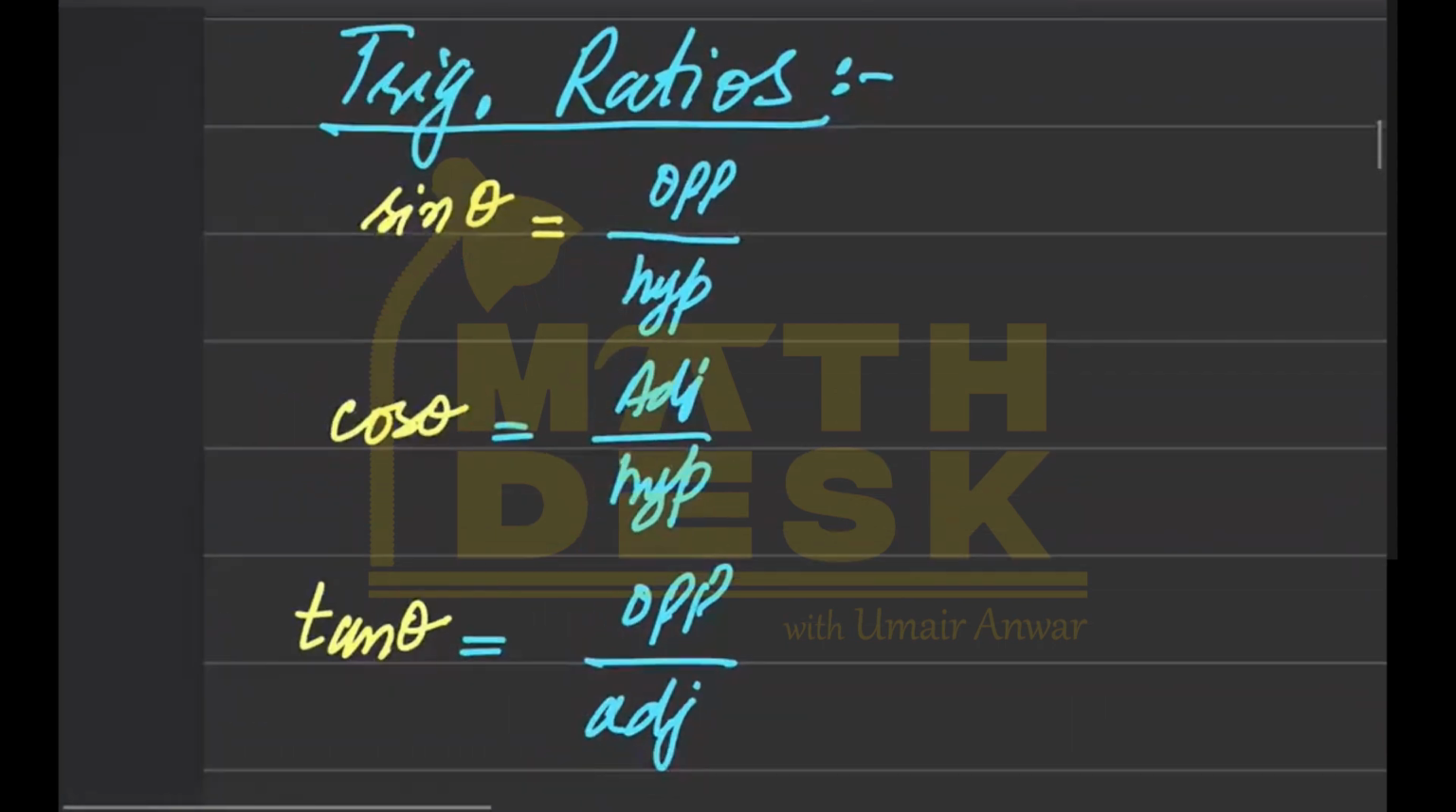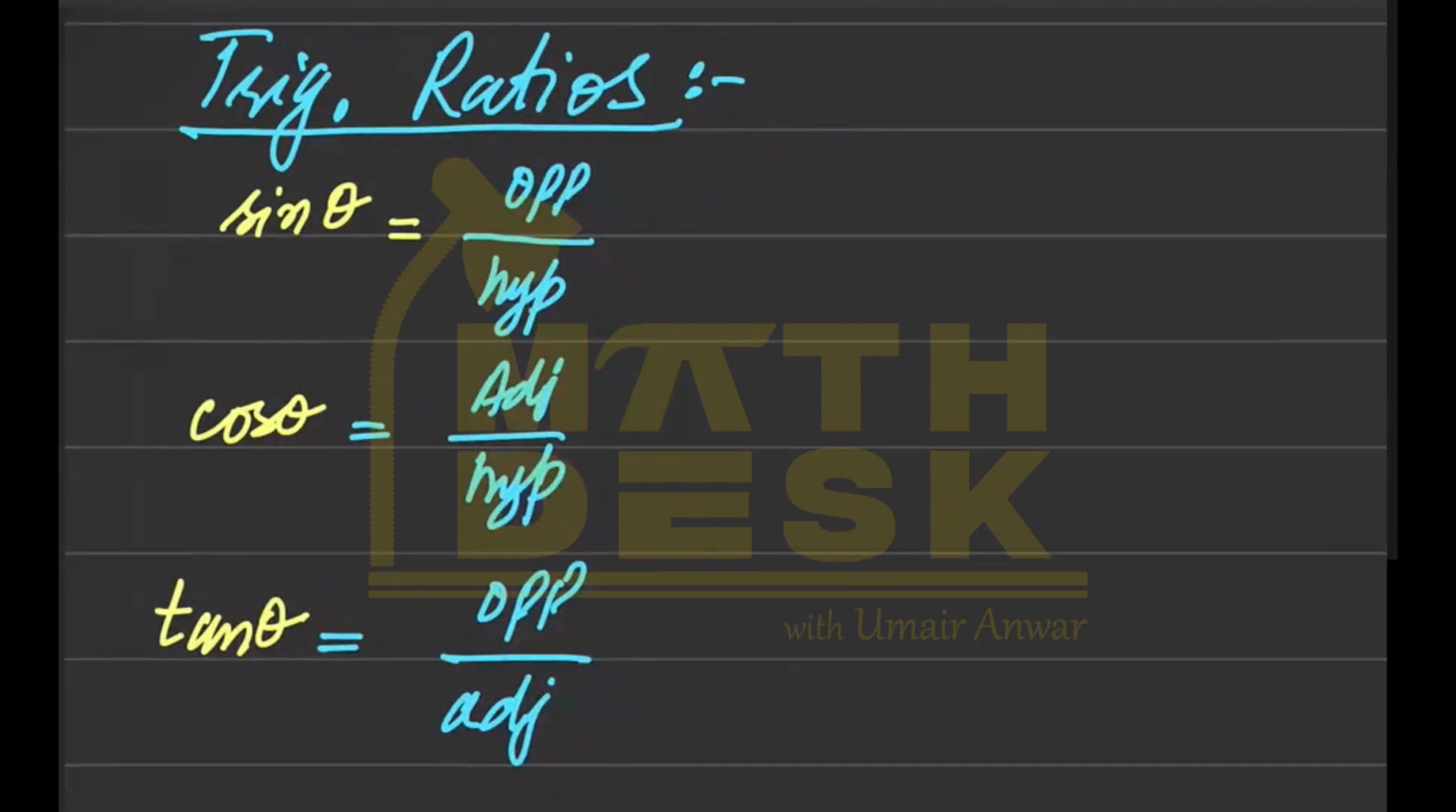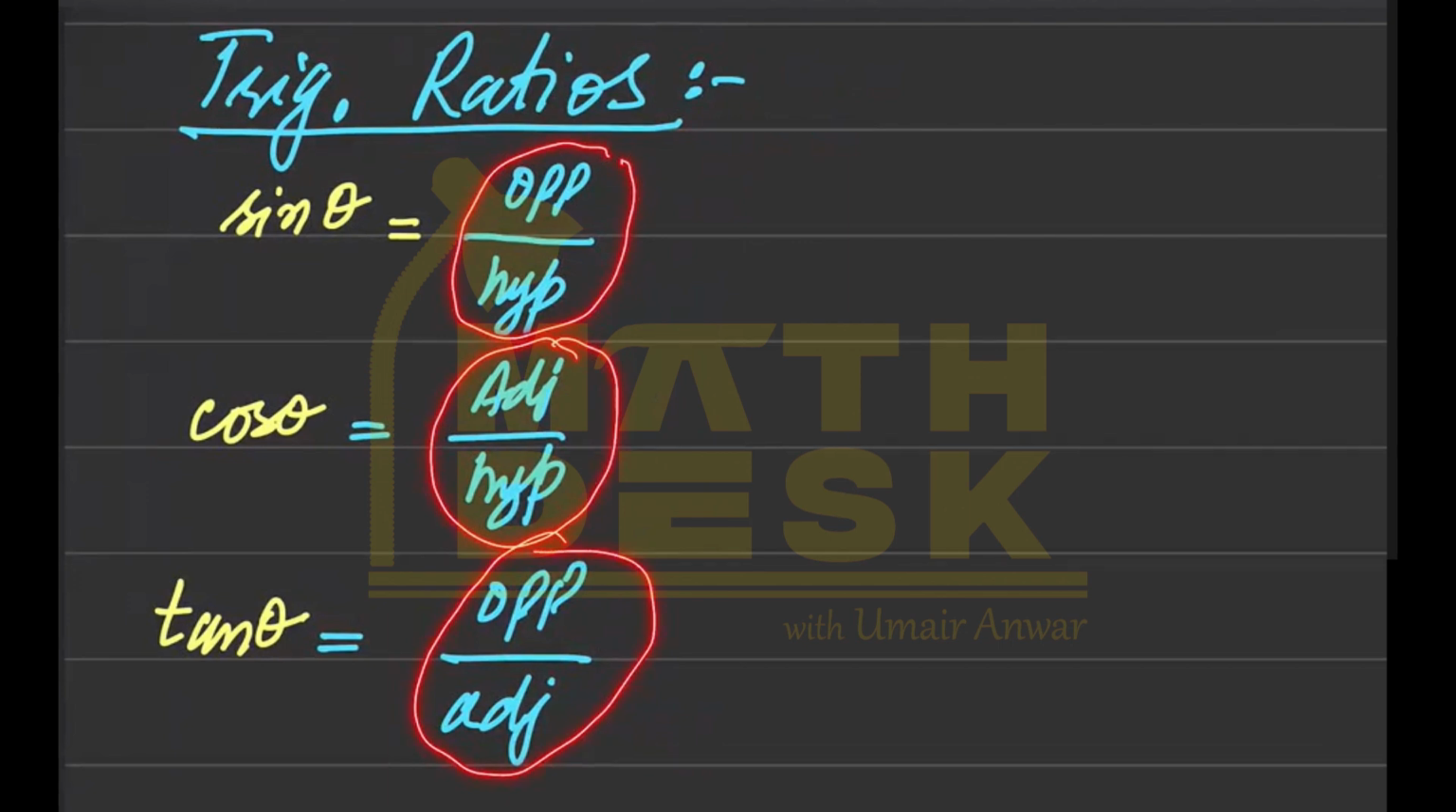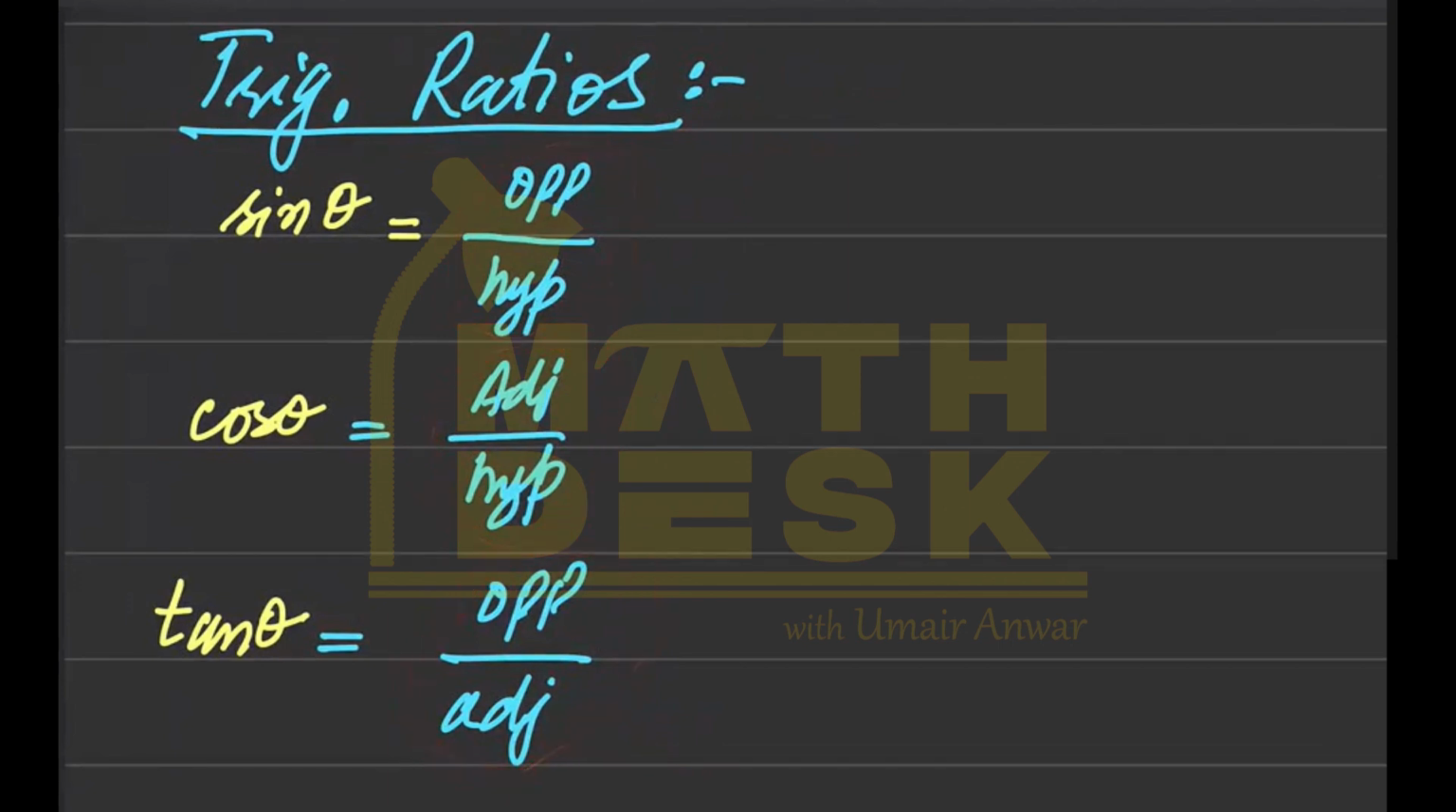Now, these are the three ratios: opposite upon hypotenuse, adjacent upon hypotenuse, and opposite upon adjacent. And these three ratios are given a specific trigonometric function as their name. So sine theta is opposite upon hypotenuse, cos is adjacent upon hypotenuse, and tan theta is opposite upon adjacent.